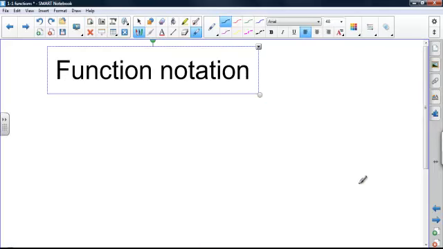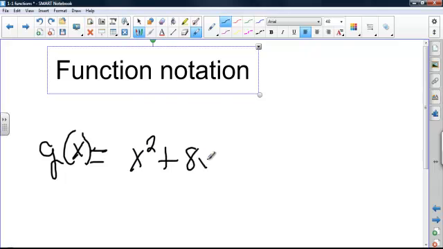Function notation. So I talked to you about function notation a couple minutes ago and how it's interchangeable with y. So now we're going to see how function notation is used. So typically you're going to be given some type of function that says g of x, and this g just means it's not f, it's g. It's just a name. So g of x equals x squared plus 8x minus 24. Okay? And they're going to ask you to find the value of each function.